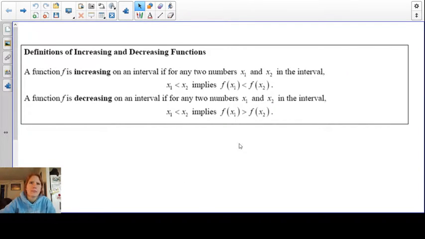So essentially what this is saying is a function's increasing, or it's getting bigger, on an interval between two x values, say x1 and x2, as long as my first x value is smaller than my second x value. Therefore, when I plug this into the function, my y values should be the same. If x1 was smaller than x2, then f of x1 would be smaller than f of the other.